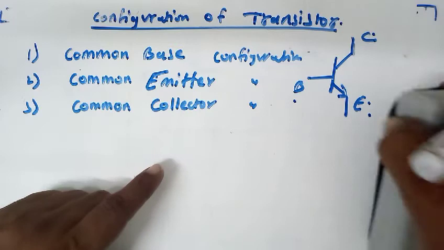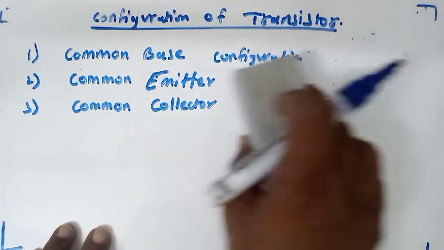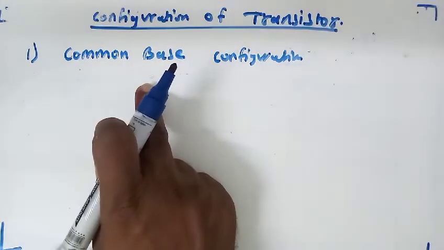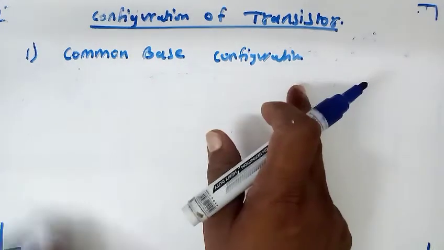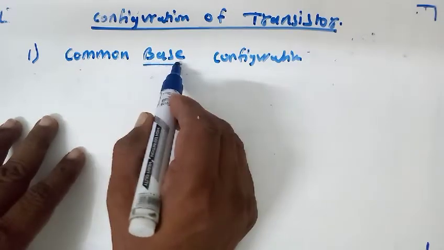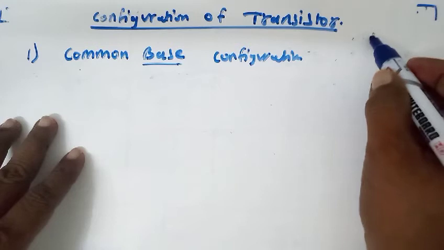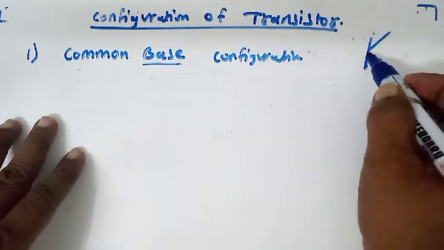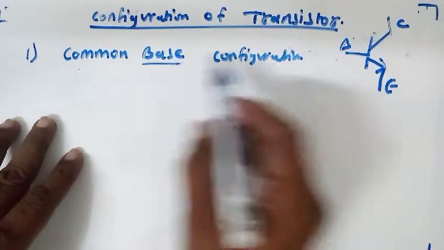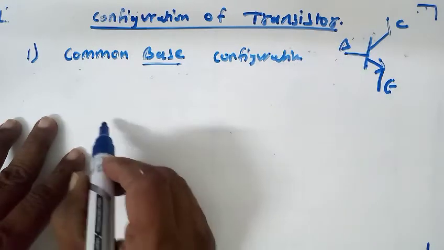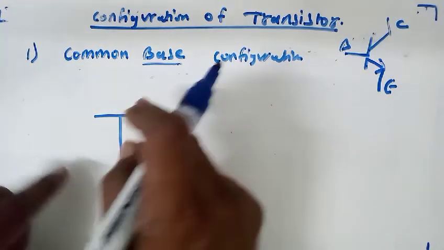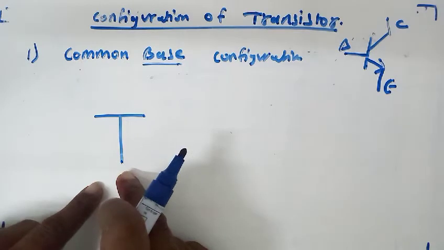Students, first we are going to start the topic of the common base configuration. In this configuration, first we have to draw the diagram. In this diagram, what is common? It is the base. So I will draw the transistor here, with the emitter, collector and base. The base is common, so we have turned the transistor like this, and the base we will make as ground.